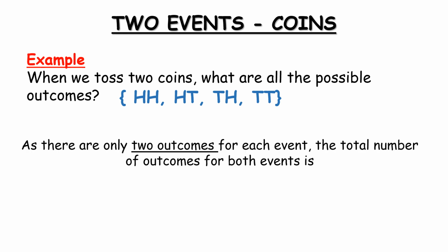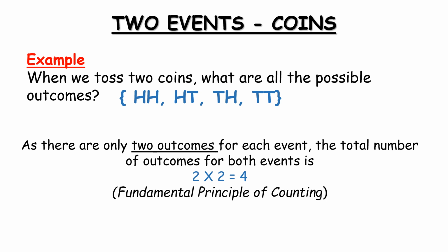As there are only 2 outcomes for each event, the total number of outcomes for both events is going to be 2 multiplied by 2 equals 4. And where that comes from is the fundamental principle of counting. On the first coin, there are 2 options. And on the second coin, there are 2 options. So we have 2 outcomes from the first and 2 outcomes from the second, which gives us 4 outcomes.